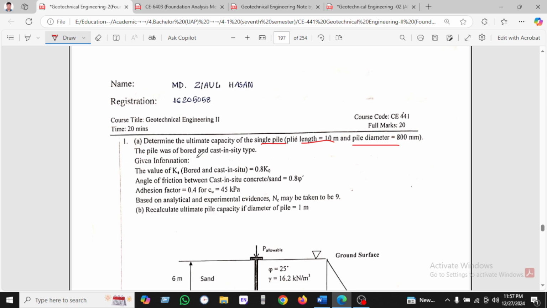The pile is a bored pile, cast in place type, and the given information: Ks for the bored pile is 0.80 into K naught, and the angle of friction in casting is 0.805, and adhesion factor alpha equal to 0.40, Cu equal to 0.45 K, and based on analysis, experiment evidence, and C may be taken to 9, and recalculate the ultimate bearing capacity if the diameter is 1 meter.